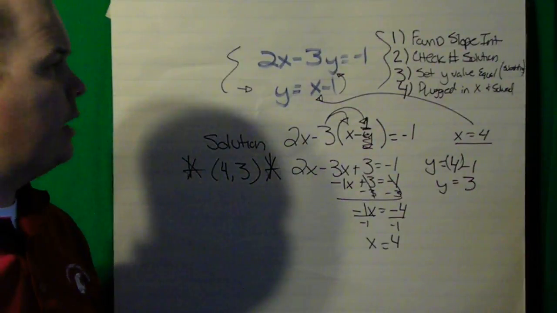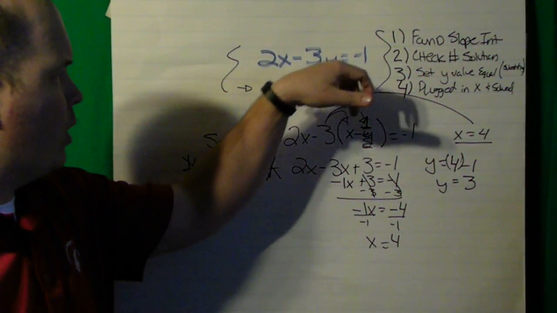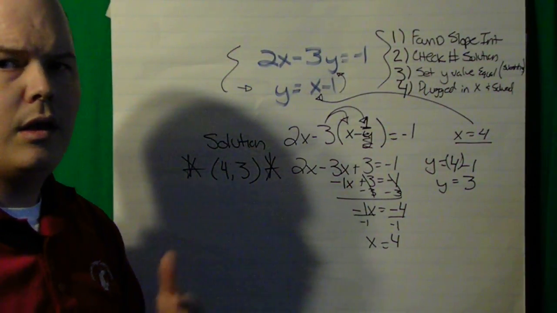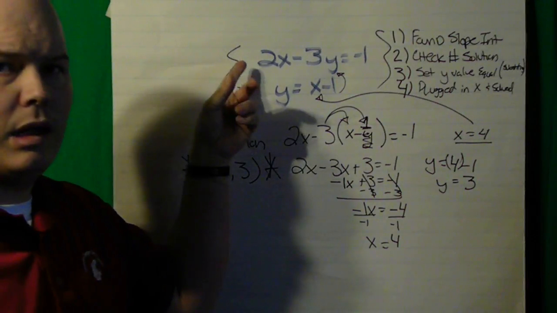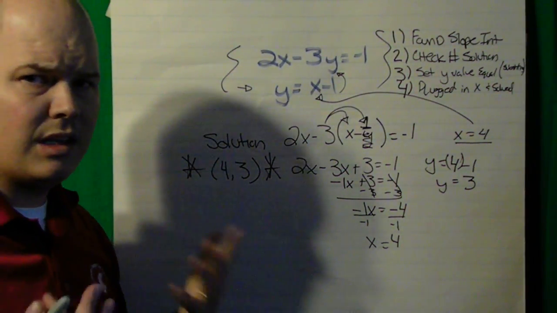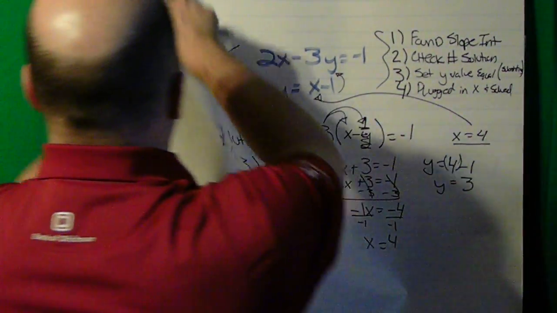Okay? I know that's a little different than what we did yesterday, but it's still, I'm setting my y values equal. I'm just taking this y value and plugging it in for that one. Because if I did it like we did yesterday, I'm going to have fractions on one side of the equation, which makes it a little more difficult of a problem to solve. Okay? Let's look at another example.